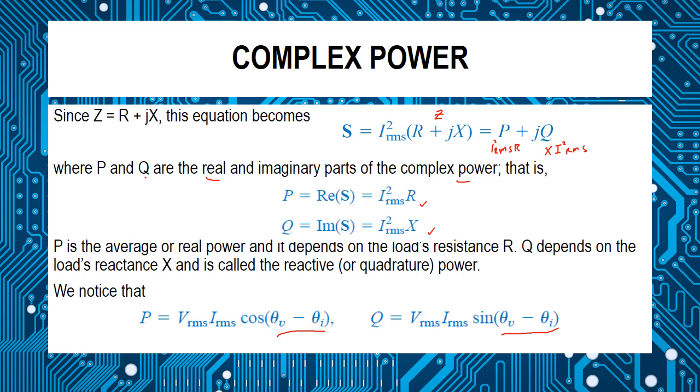Same here. P is the average real power and it depends on the load resistance, while Q depends on the load reactance, or X, and it is called the reactive or quadrature power. We notice that P is equal to V RMS times I RMS cosine of theta V minus theta I, whereas for Q we have V RMS times I RMS sine of theta V minus theta I.